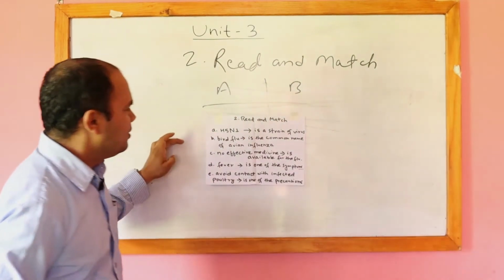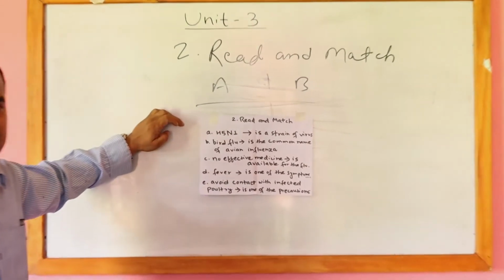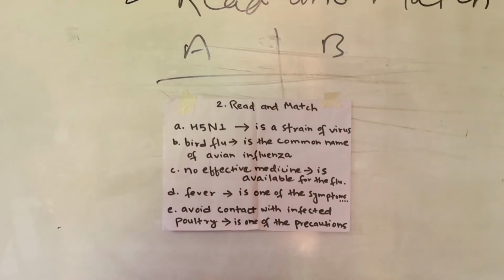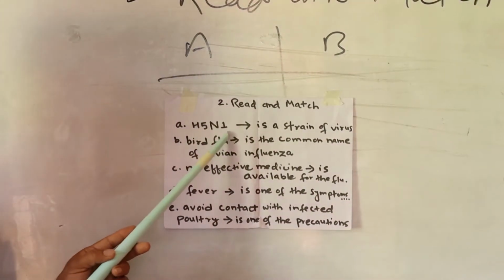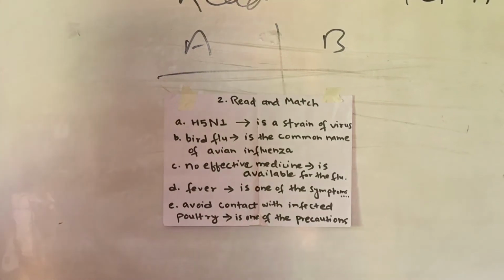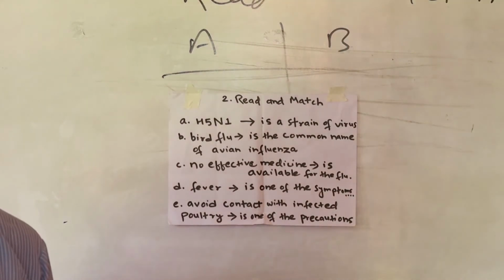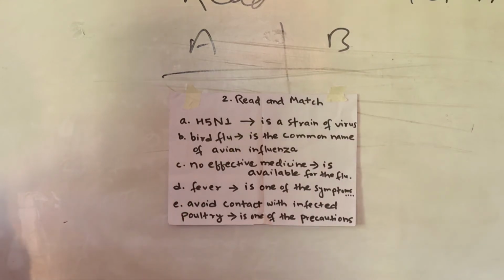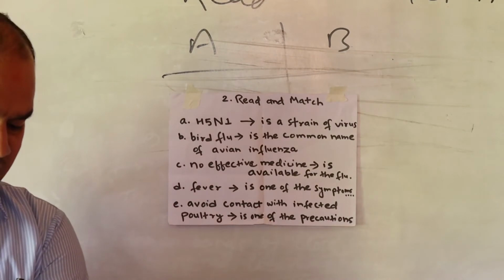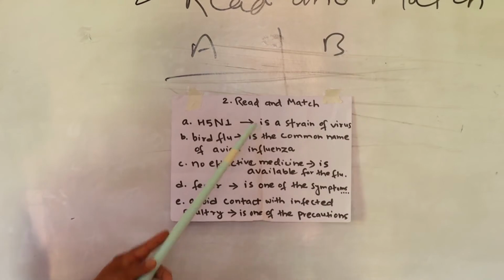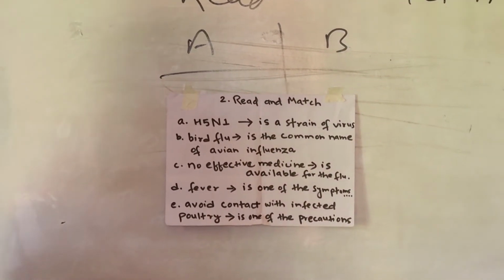So I have mentioned the answer here, whether you have done correctly or not. See, H5N1. H5N1 is a type, a class of virus, the name of the virus that causes bird flu. You can see it is a strain of virus. And if you see the book, number IV is the correct answer.